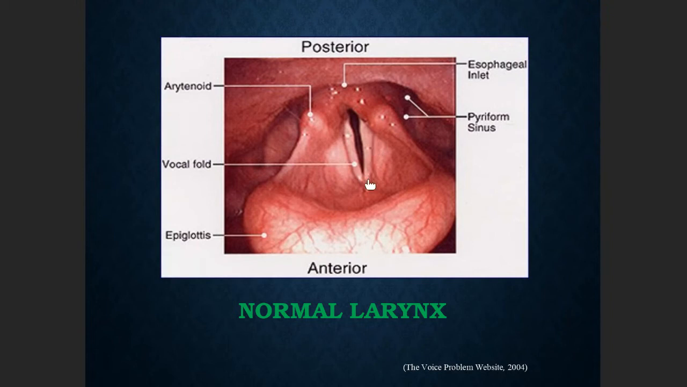We will have an exercise on the right and left vocal cord in another lecture. And here, posteriorly, you have the opening of the esophageal inlet. So if you have food from here, the epiglottis closes the airway and the food passes to the esophagus. Okay.